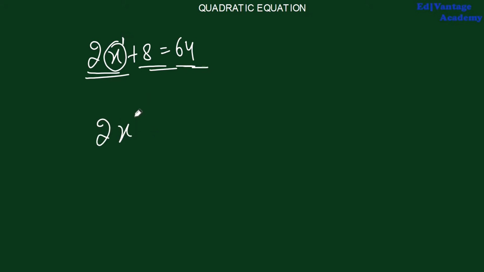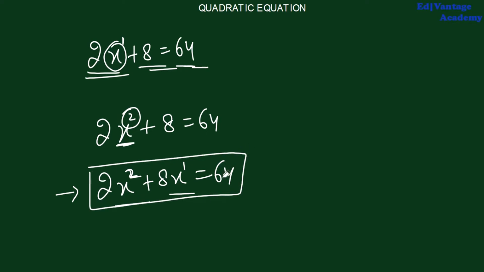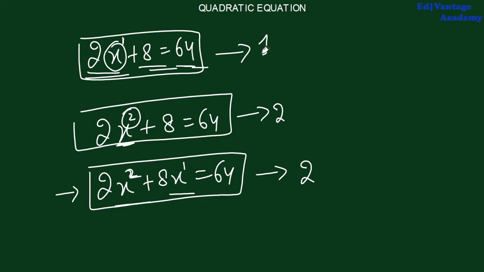If I write the same thing in this form, where is the variable here? What is the highest power? 2. Or I can write it as 2x square plus 8x is equal to 64. Another example. You have the variable here and here. Here the power is 1 when it's not shown, and here the power is 2. So in this equation, the highest power of the variable is 2. In this equation, the highest power of the variable is 2. In this equation, the highest power of the variable is 1.